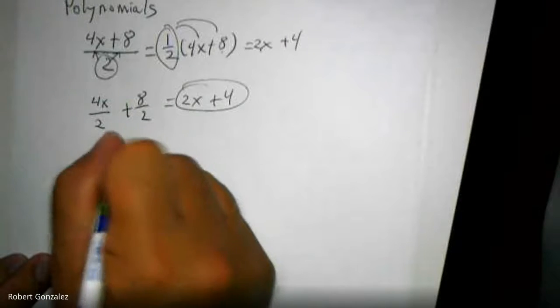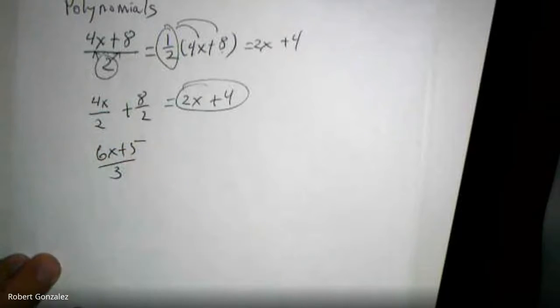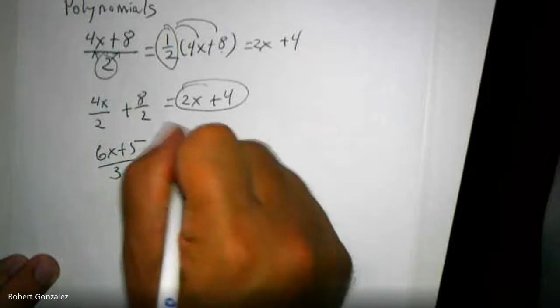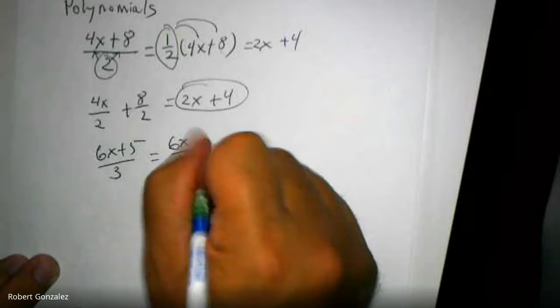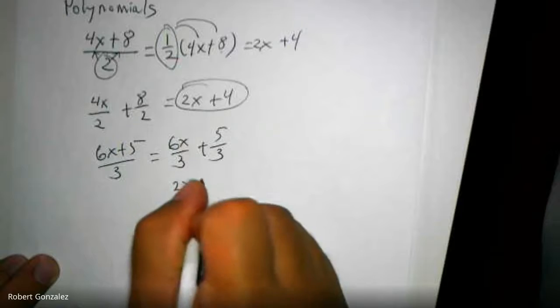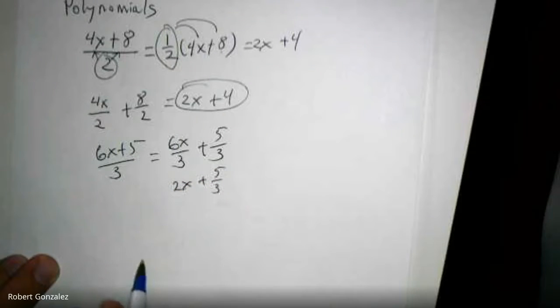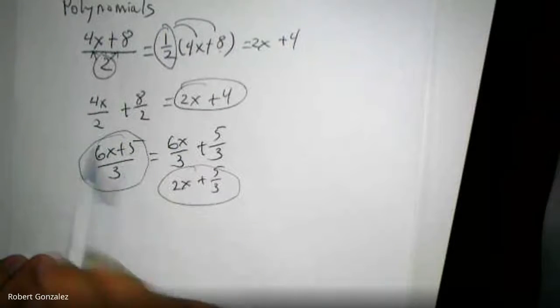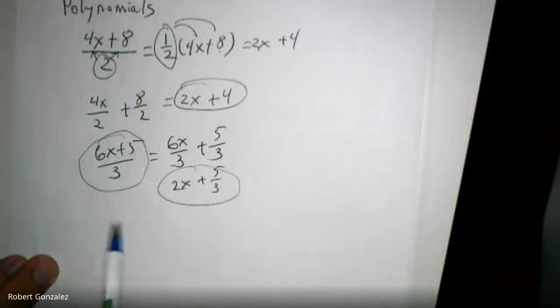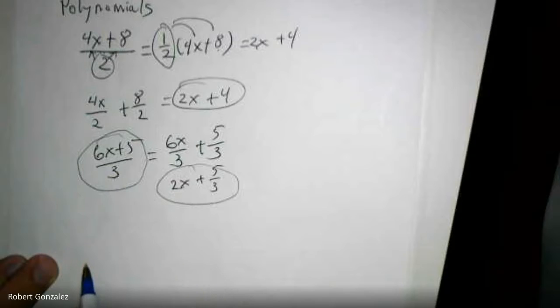Okay? How about if you had something like this? 6x plus 5 over 3. Well, I can give the 3 to the 6 and the 3 to the 5. This over here reduces to 2x, and this is 5/3. Sometimes we will still leave the answer in this form. I just want you to see how the distributive property operates when you have a number down here. Okay?